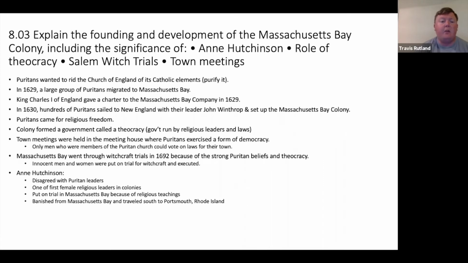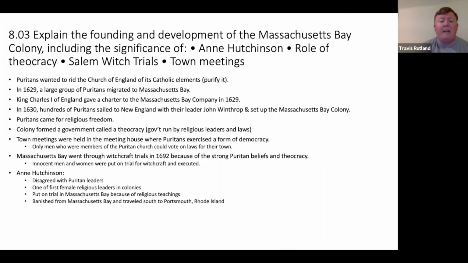In 1629, a large group of Puritans migrated to Massachusetts Bay, and King Charles I of England gave a charter to the Massachusetts Bay Company in 1629. A year later, in 1630, hundreds of Puritans sailed to New England with their leader, John Winthrop, and set up the Massachusetts Bay Colony. Puritans, again, came for religious freedom, just like the Pilgrims. The colony formed a government called a theocracy, where government is run by religious leaders and law. Theo, like theology, the study of religion. Theocracy, the government by religion. Now, town meetings were held in the Massachusetts Bay Colony.